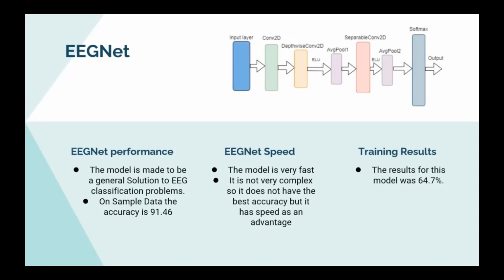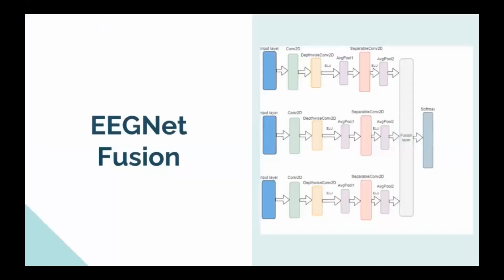One of the reasons that EEGNet underperformed was because the model was not complex enough to handle the complexity of EEG signals. However, due to its lower complexity, EEGNet has a higher speed than many of the models in our research.